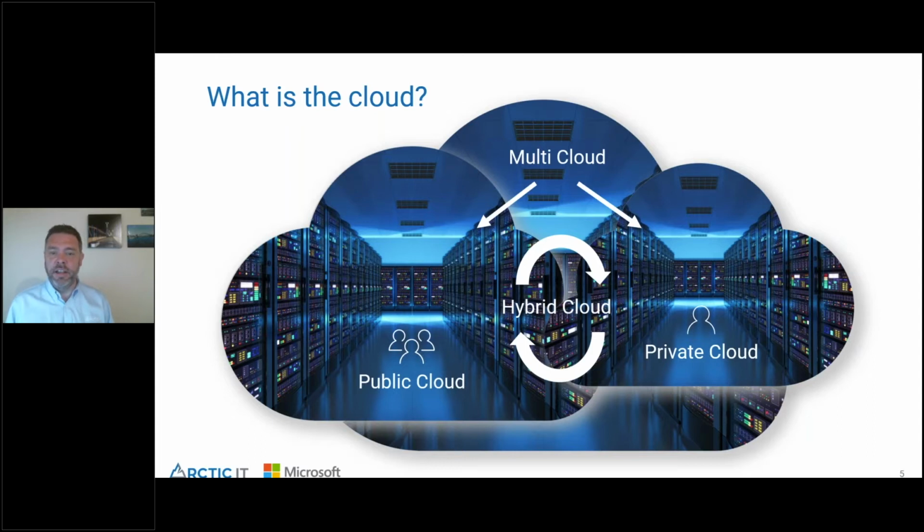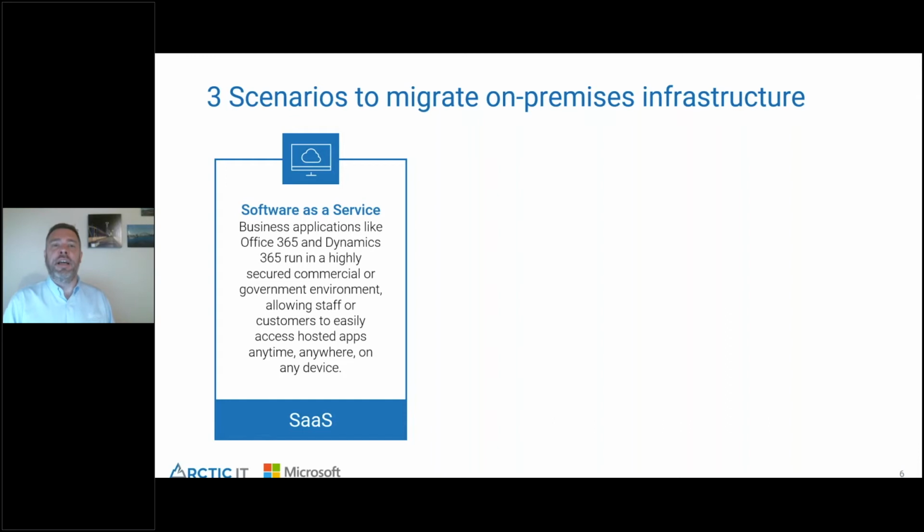All of this is a viable cloud strategy, whether you're going to be all in the public cloud, part in the public cloud, part in the private cloud, or you're going to use a multi-vendor strategy and be in lots of different clouds at the time. All are viable cloud strategies. So let's talk about 3 scenarios that migrate from on-premise infrastructure. I'm going to go from the most hands-off services to the more hands-on cloud services.